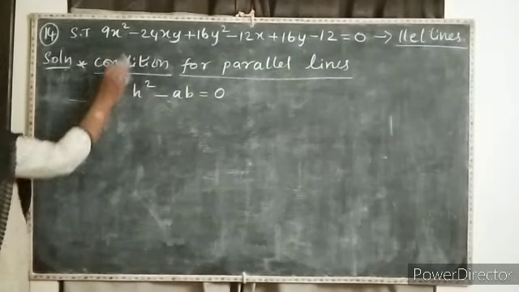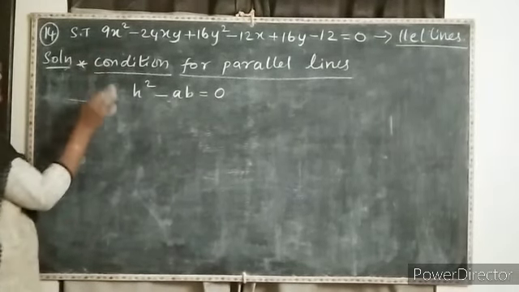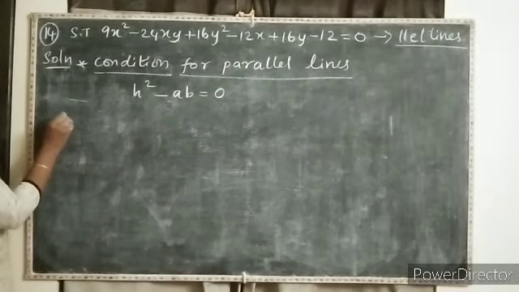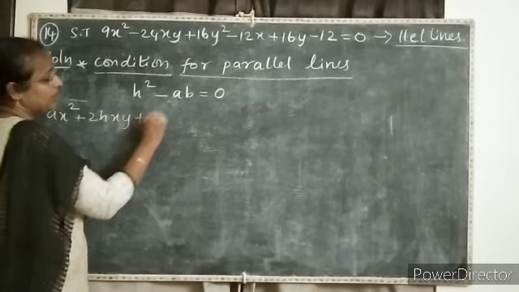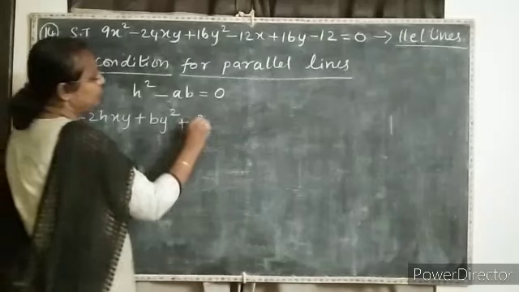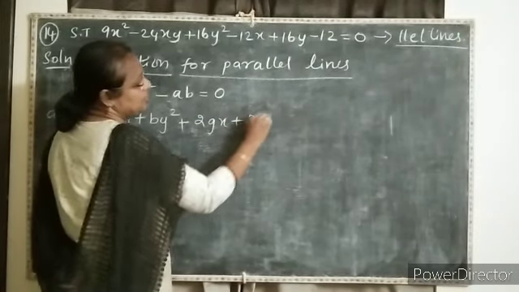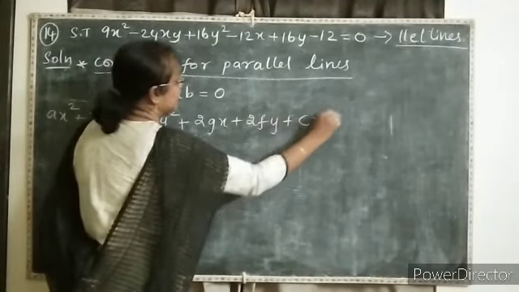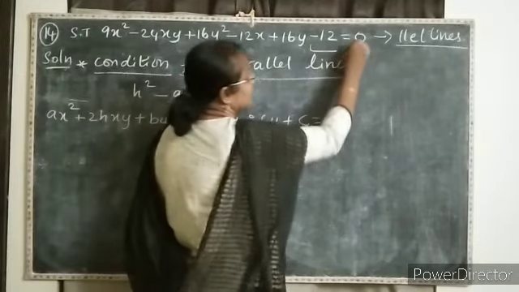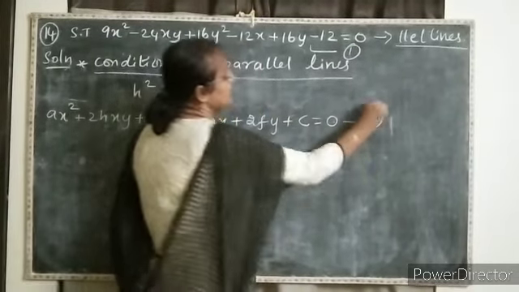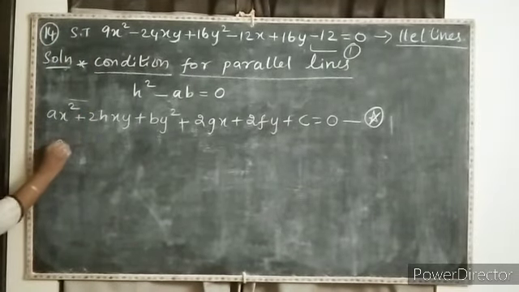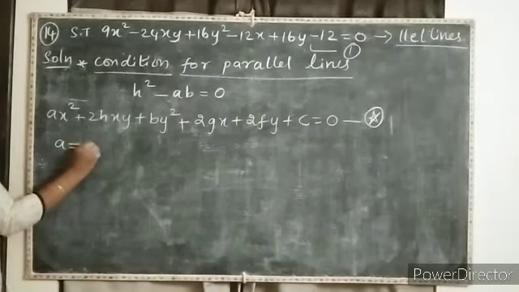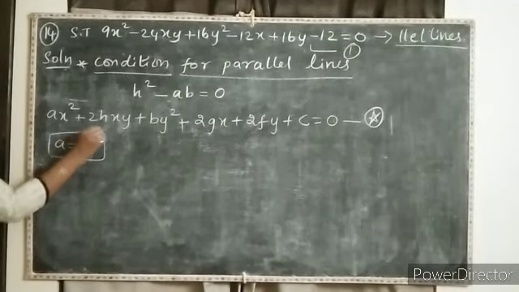As usual, I am going to compare the given equation with the general form of a pair of straight lines. The general form is ax² + 2hxy + by² + 2gx + 2fy + c = 0. Take this as the first equation and this as the star equation. Compare them and write the value of a. a is 9.